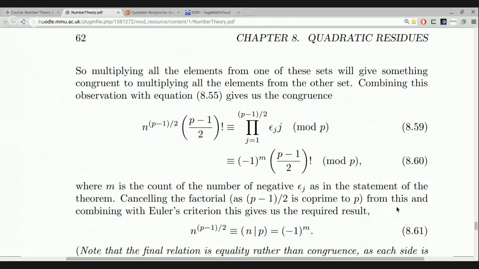So we get our power of n is congruent to this power of minus 1. But the power of n by Euler's criterion is congruent to the Legendre symbol. The Legendre symbol is plus or minus 1. The power of minus 1 is plus or minus 1. So if they're being congruent to each other modulo p, they have to actually be equal to each other. So we get our final result, just a straight equality here.